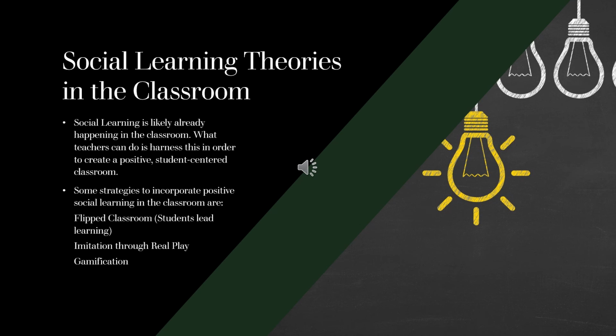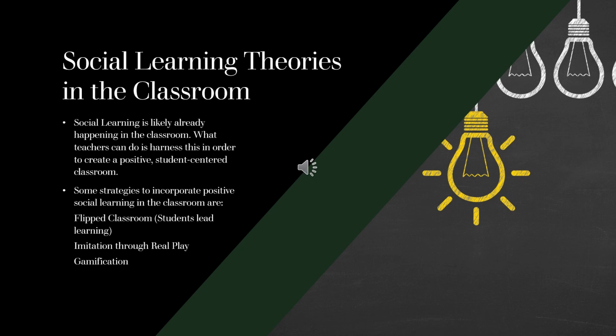So some strategies to incorporate positive social learning in your classroom. Flipped classroom, very simple. Students are leading the learning. So instead of our traditional idea of what a classroom should be, where the teacher is lecturing and the students are listening, we have the students interacting with each other, collaborating with each other, and learning from each other. And if there's reading, they might do it at home so that they can do the more collaborative activities in the classroom and learn from each other.